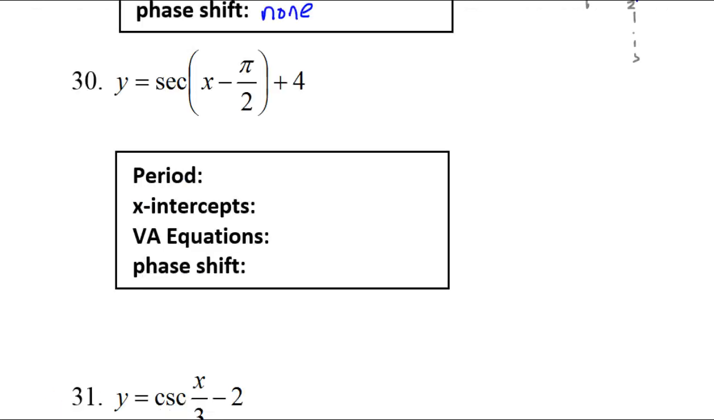So let's do another secant function. This one has a phase shift to it. The period is still going to be 2 pi. Again, secant is 1 over the cosine, and cosine has a period of 2 pi, so does secant. There's no b value here, so the period's not going to change. We will do the x-intercepts and the vertical asymptotes at the end. The phase shift is right here. It's pi over 2. It's the opposite sign of what you have here in the equation. So it's positive pi over 2 to the right.